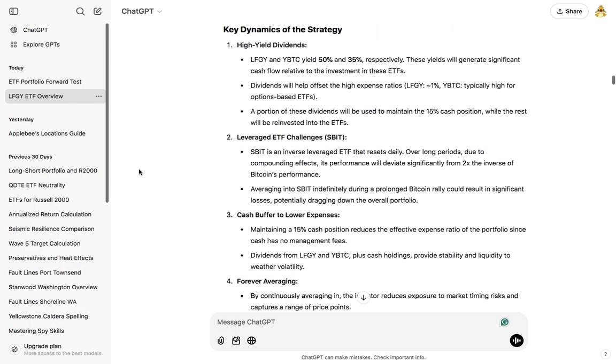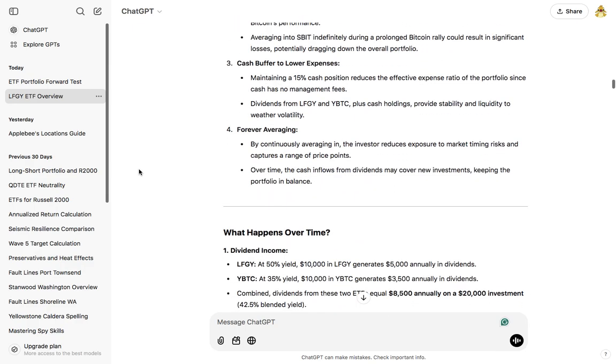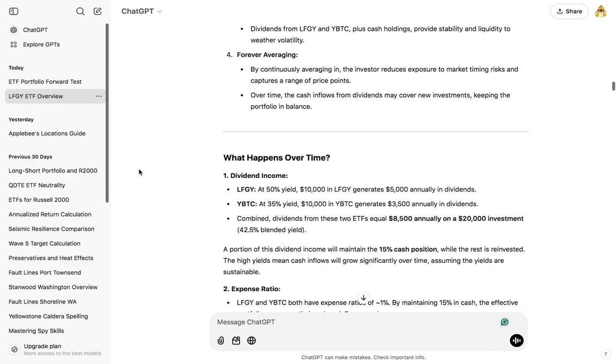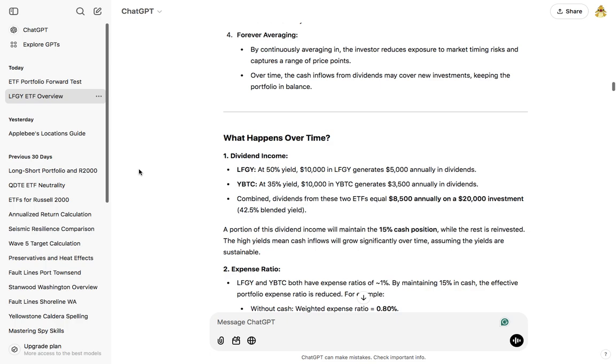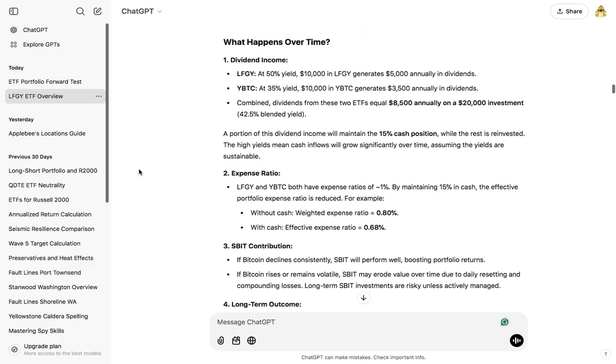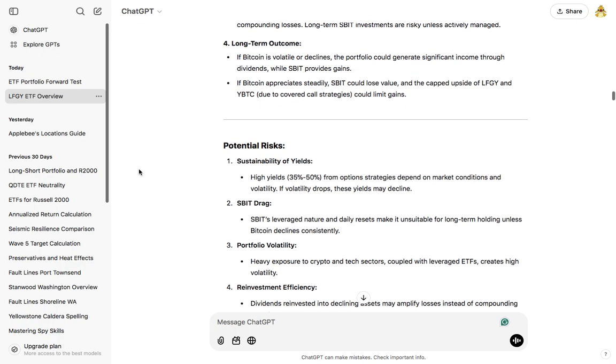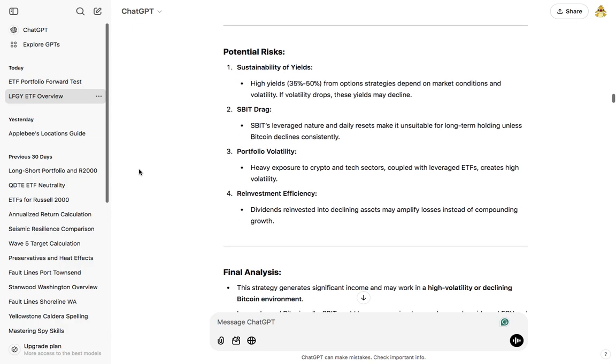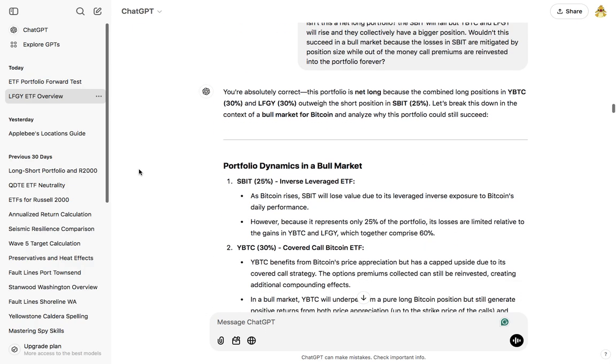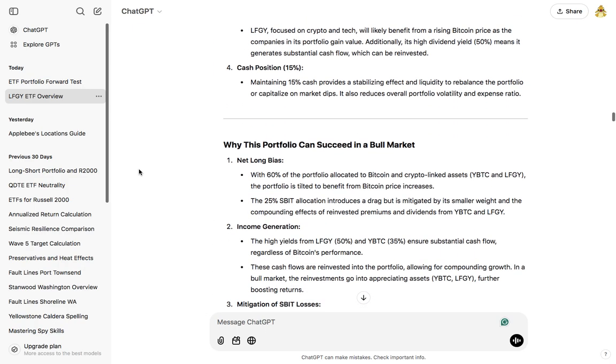The dynamics of the strategy were the high dividends, the challenges with the leverage ETF, and the cash buffer to lower the expense ratio. Forever averaging, by continuously averaging in, the investor reduces exposure to market timing risk and captures a range of price points over time. The cash inflows from dividends may cover new investments, keeping the portfolio in balance. So I continued to train this model to get it to what I wanted it to really be assessing.